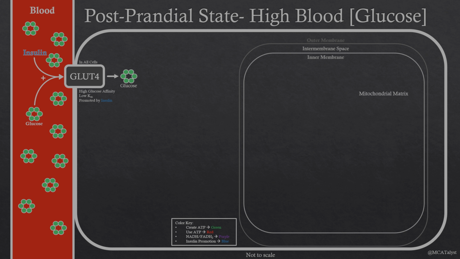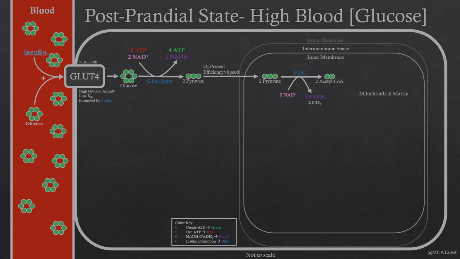Once that glucose is inside the cell, we can start aerobic respiration. So we're going to turn that glucose into pyruvate via glycolysis. We can take those two pyruvate that we just produced, and in certain conditions when we have oxygen present, we can prioritize the efficiency of ATP production instead of the speed of ATP production. We're going to talk about that here in a second, just really quickly. We're going to ship that pyruvate into the mitochondrial matrix across those nasty membranes, where we're going to send it through the pyruvate dehydrogenase complex.